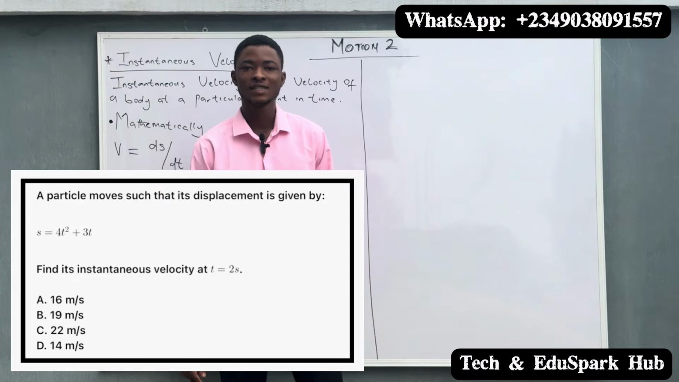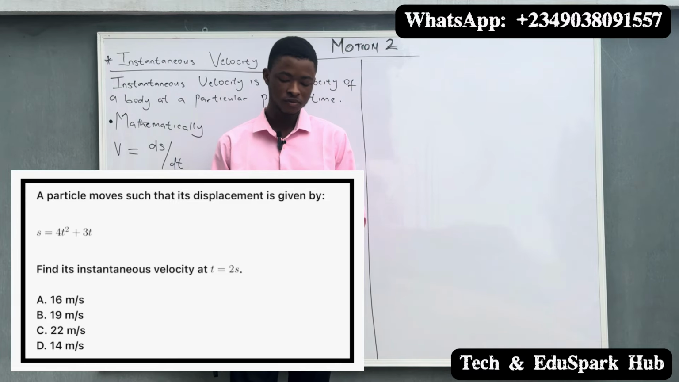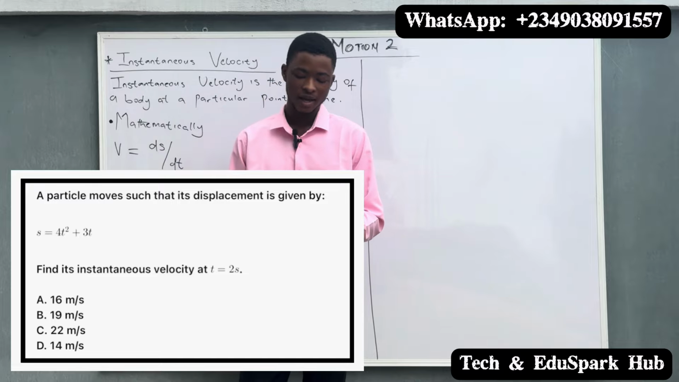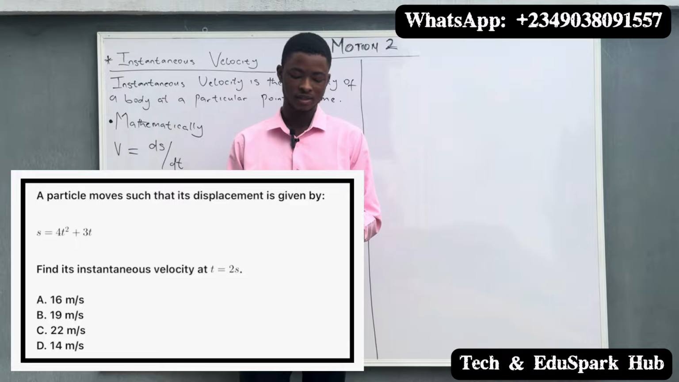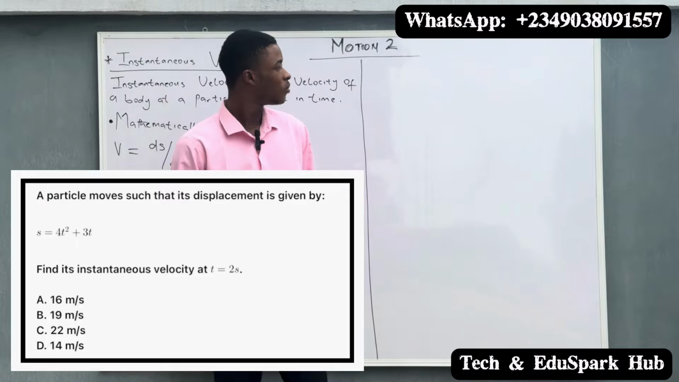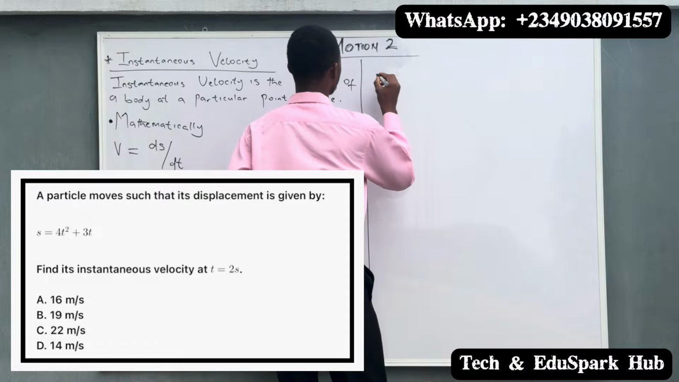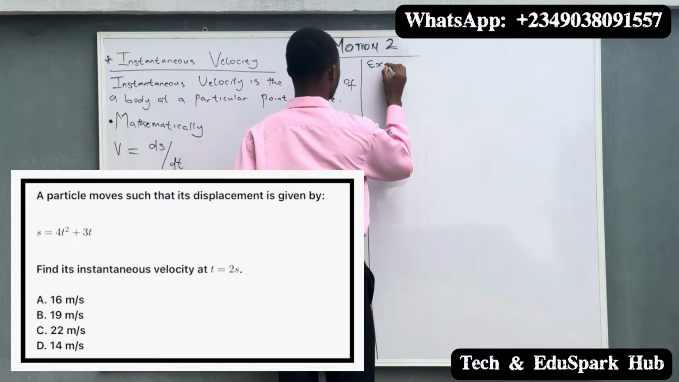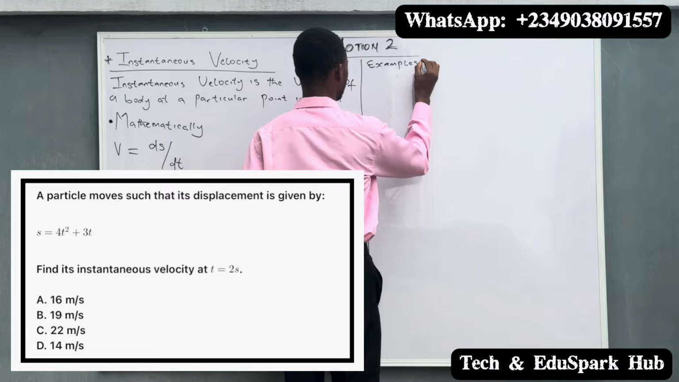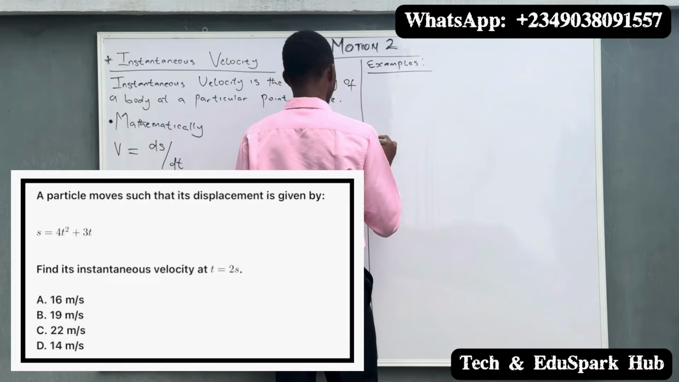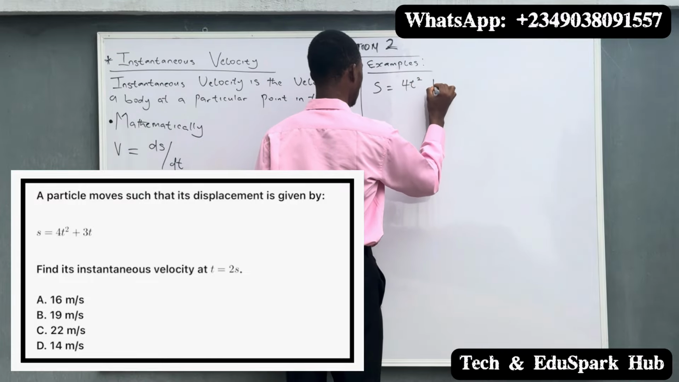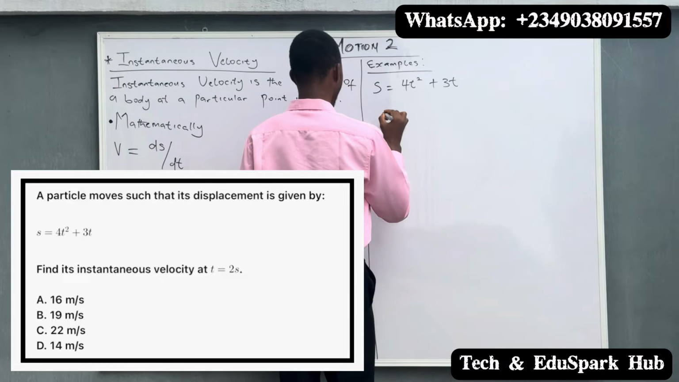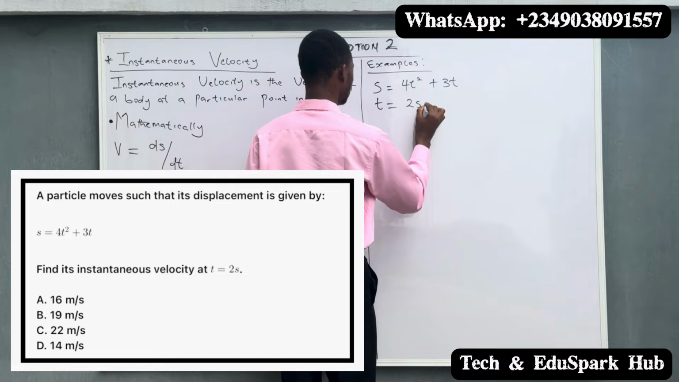The first example, as displayed on the screen, says that a particle moves such that its displacement is given by s equals 4t squared plus 3t. Find the instantaneous velocity at t equals 2 seconds. So from what we are given, let me write the example first. s is equal to 4t squared plus 3t, and we find the instantaneous velocity at t equals 2 seconds.